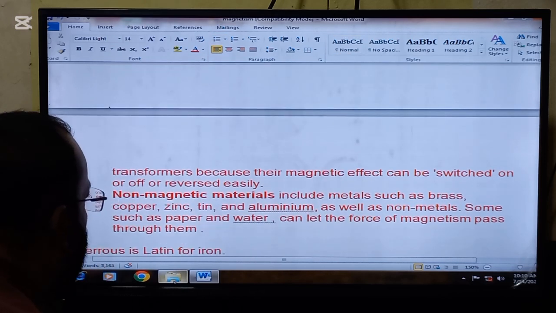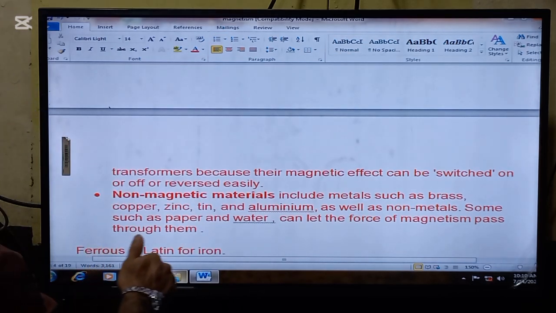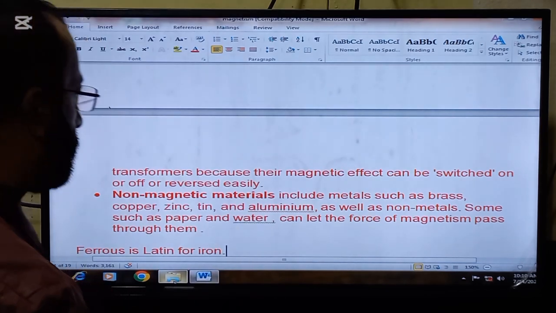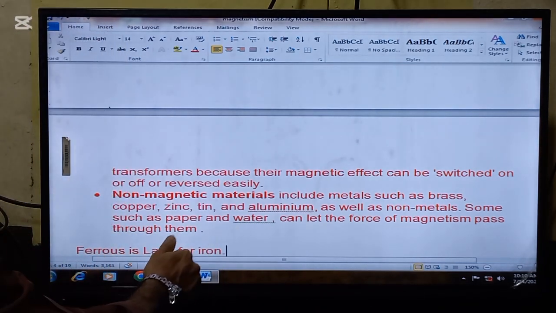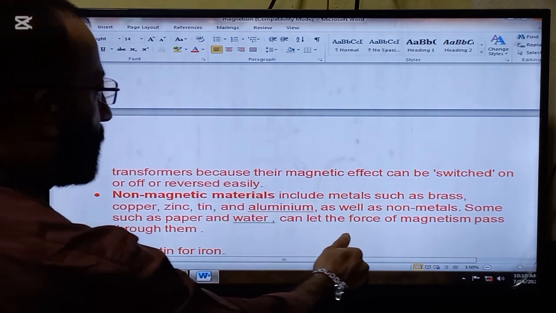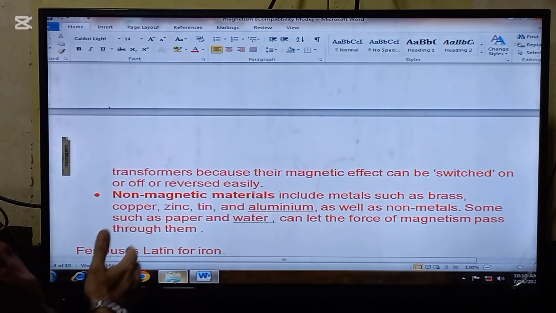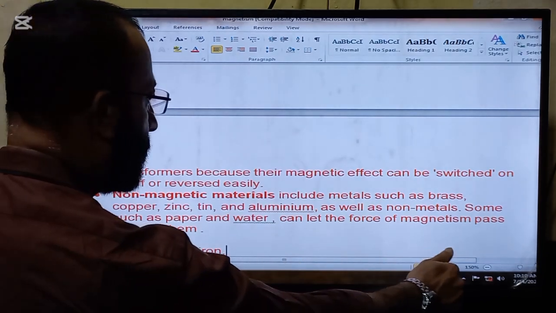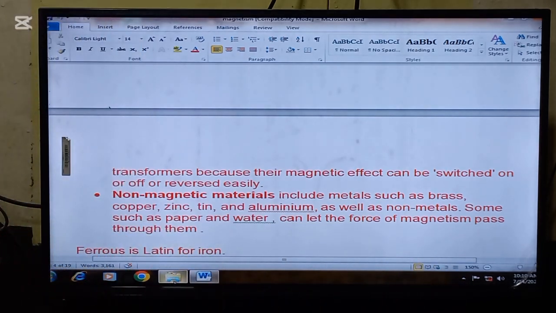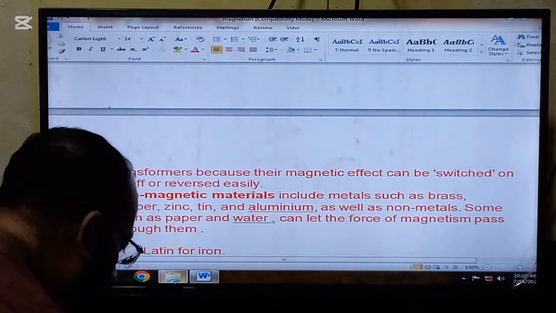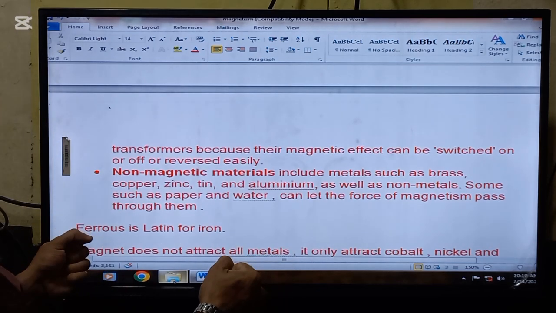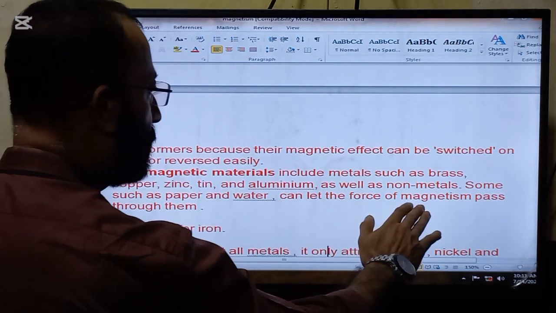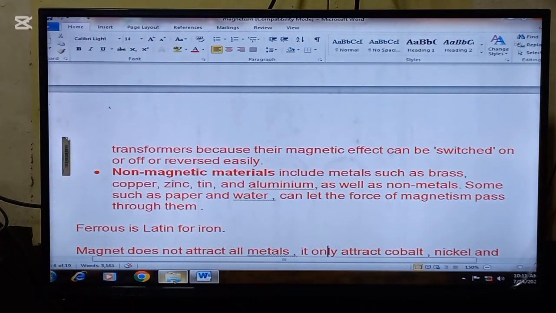Okay, the third definition that we are going to read is non-magnetic materials. They include metals such as brass, copper, zinc, tin and aluminium, as well as non-metals such as paper and water, which can let the force of magnetism pass through them. So these are called non-magnetic materials because they do not keep the magnetism. They let the force of magnetism pass through them.